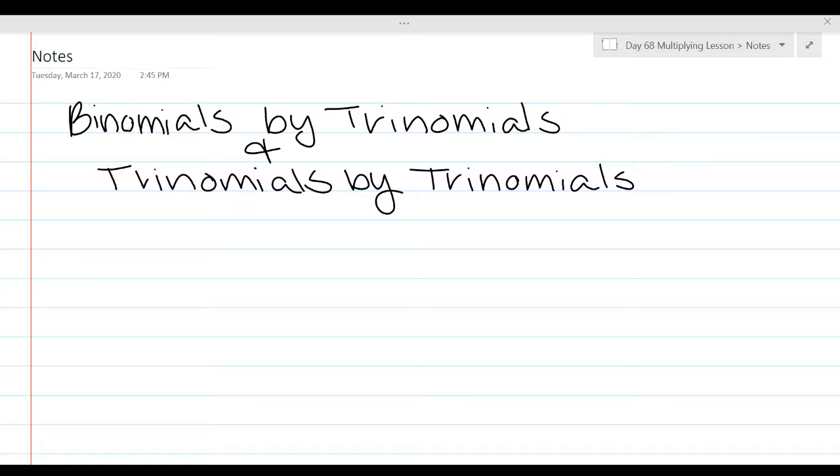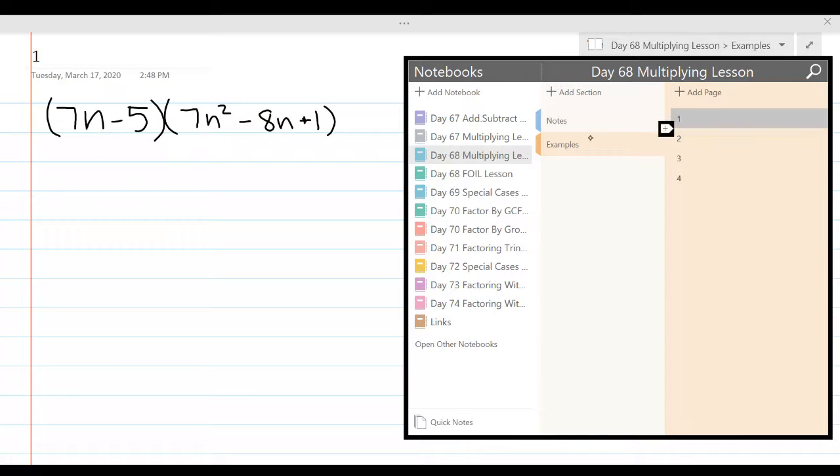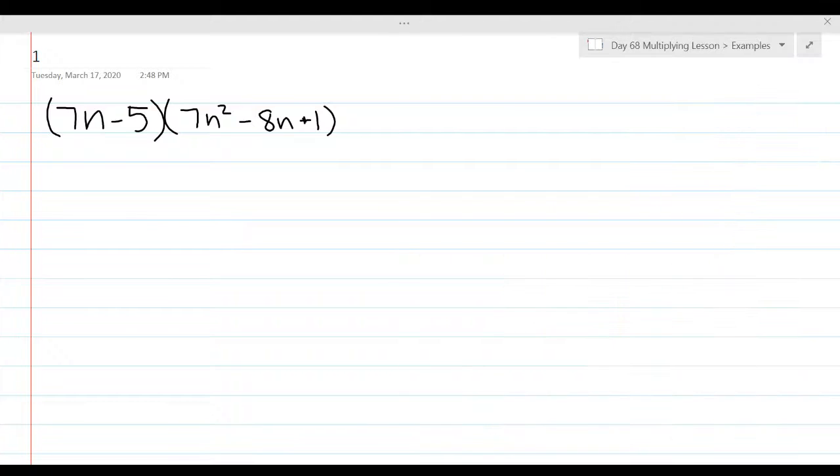So this is going to be similar to what we learned before. It's going to be a lot of distributing. I'm going to show you guys how to rewrite it so it's a little bit easier than just distributing since we don't have monomials anymore. So there's not really any notes for this one, so let's just go to our first example. So here's our first example.